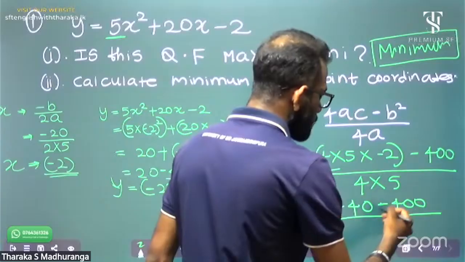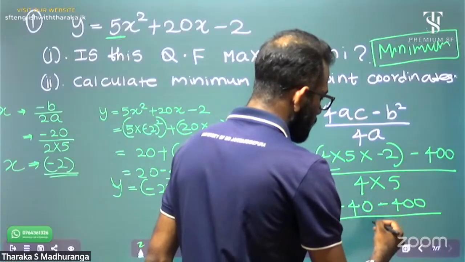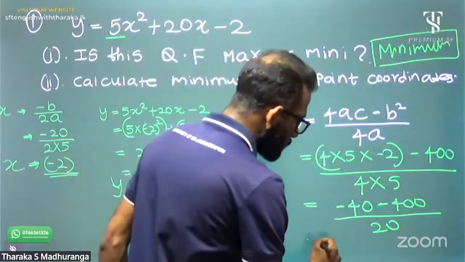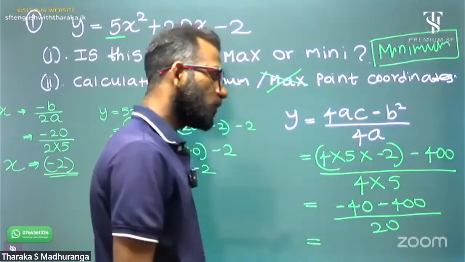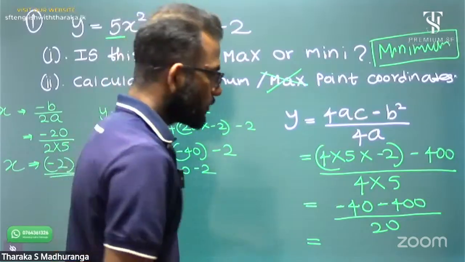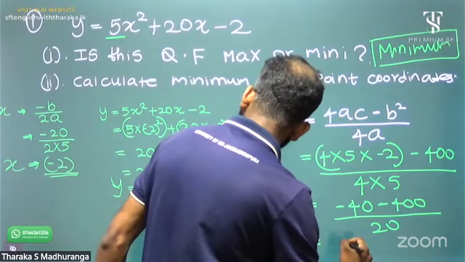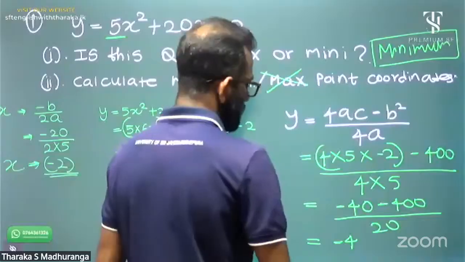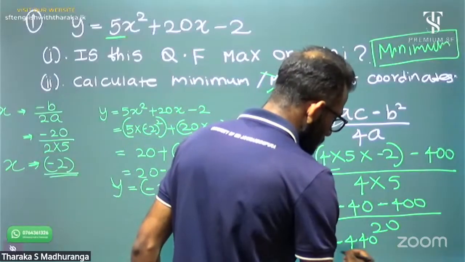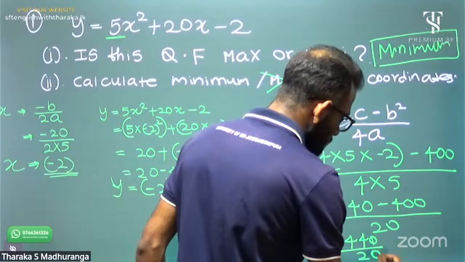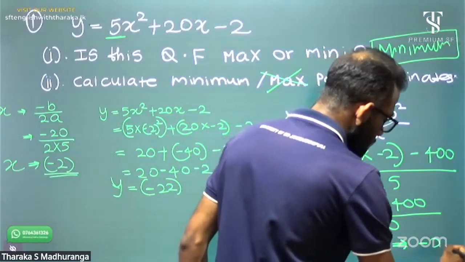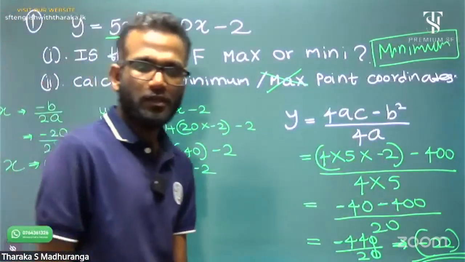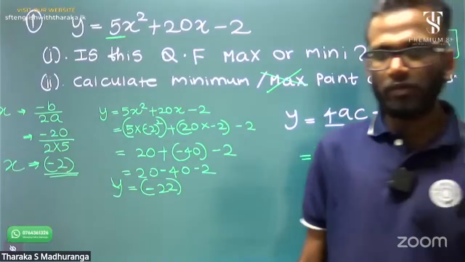Divide by 5 into 4, it is 20. Now minus 40 minus 400 is minus 440. Minus 440 divide by 20, the zeros cancel out. Minus 22. Understood? Both methods are correct, right?